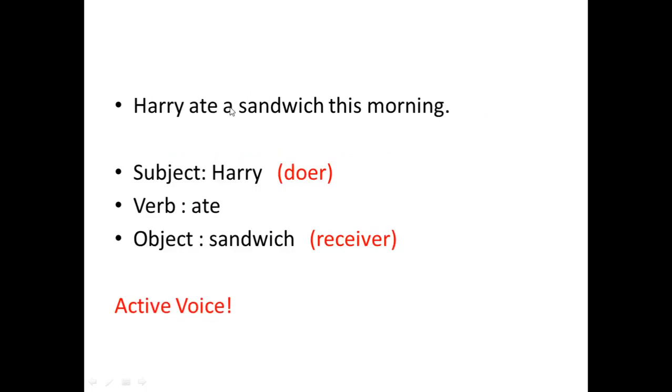Another example. Harry ate a sandwich this morning. Harry is the subject, right? Which is also the doer. Remember, the doer, the subject, the doer. Where is the verb? Good, it is ate. And where is the object? The receiver, as we said. It is sandwich. Good. The receiver, sandwich, is the receiver of the action, and the action is performed by a subject. Okay? Again and again. So there you go. We have an active voice. Why? Because we have the subject at the beginning of the sentence.